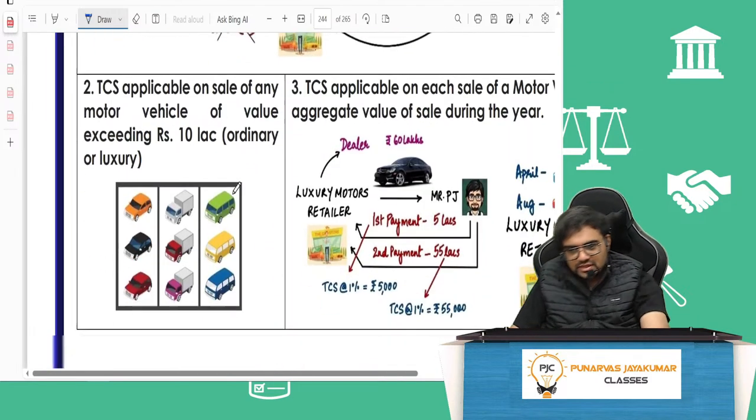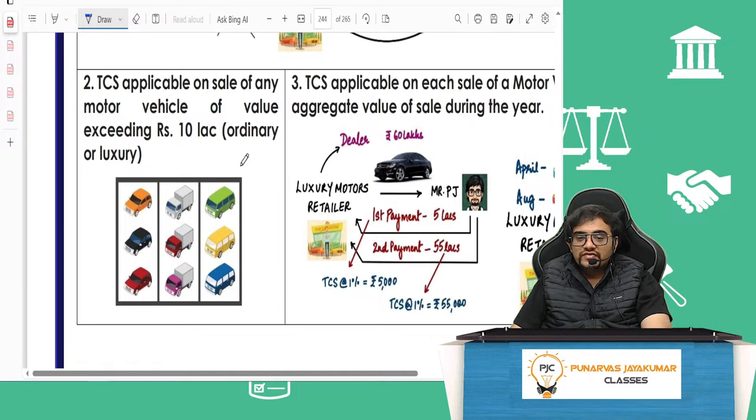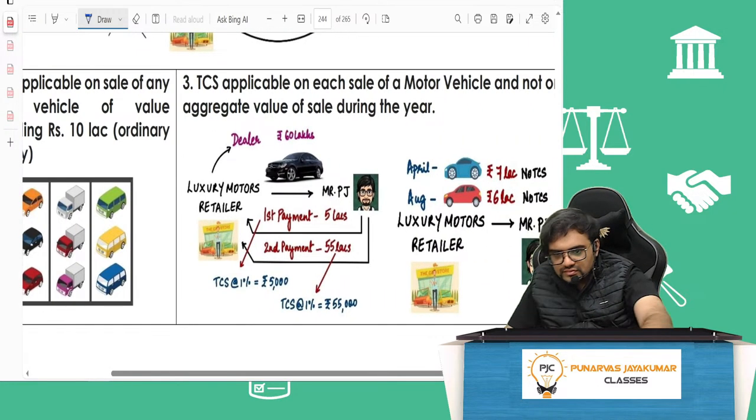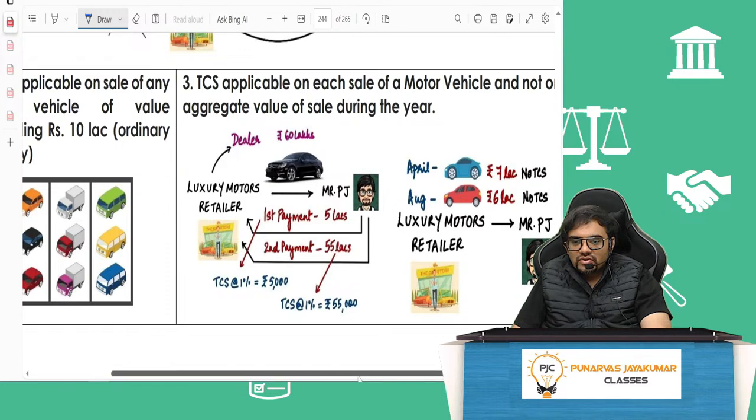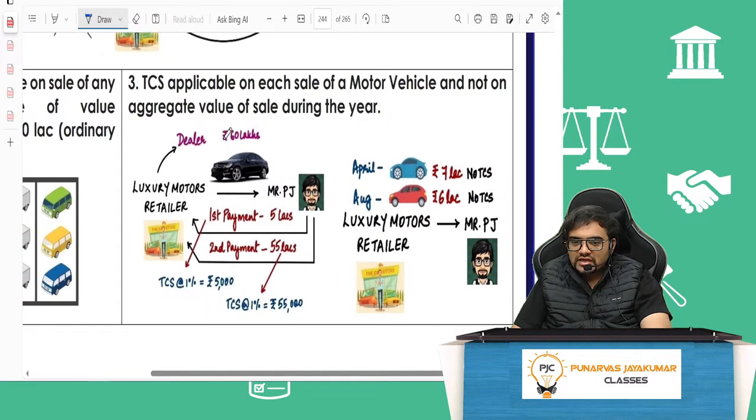On the other hand, TCS is applicable on sale of any motor vehicle. They never say luxury motor vehicle. Any vehicle exceeding 10 lakh, ordinary or luxury. TCS is applicable on each sale of a motor vehicle and not the aggregate value of sales during the year. So if I sell a 7 lakh car, no TCS. If I sell a 6 lakh car, no TCS. It's not on the aggregate value, it's on each sale.